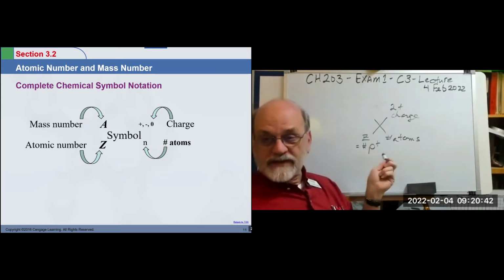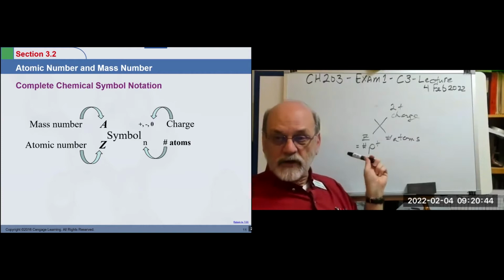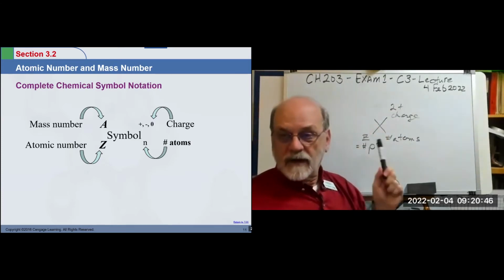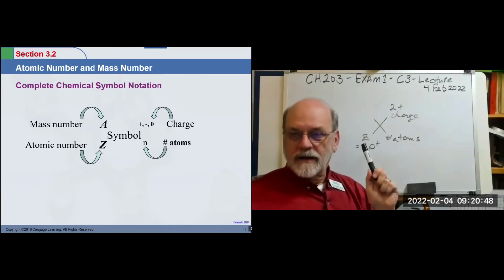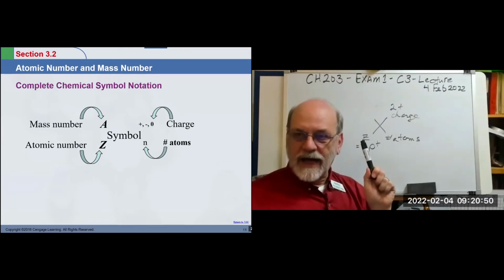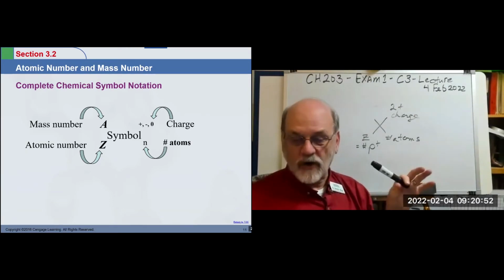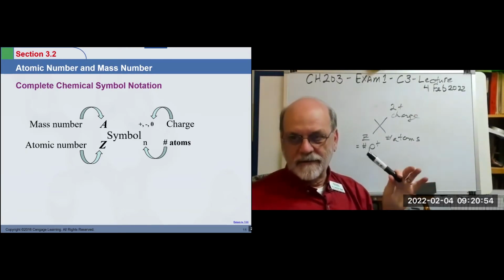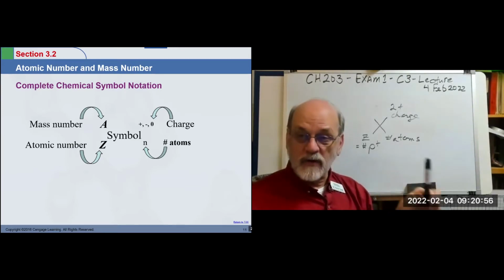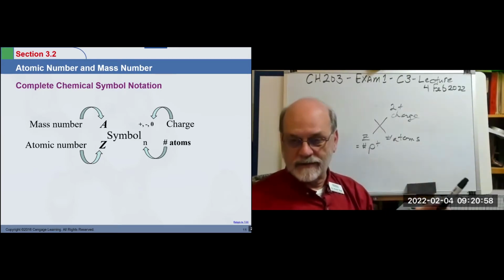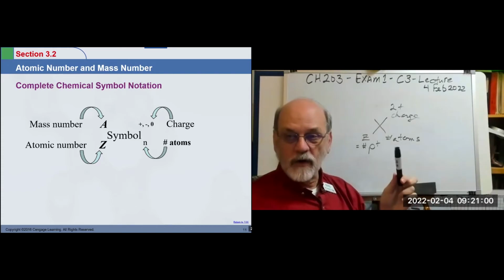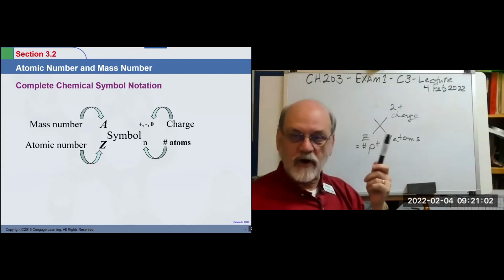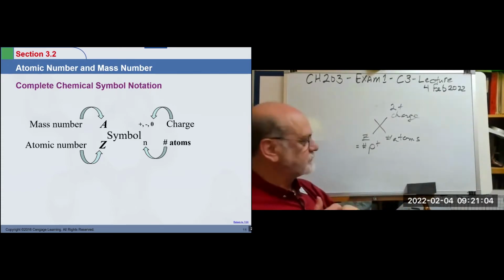So the reason I emphasize that is when you form an ion by adding or subtracting electrons. If you change the number of protons, you have a different element. Okay? So it's always add or subtract electrons to get an ion.